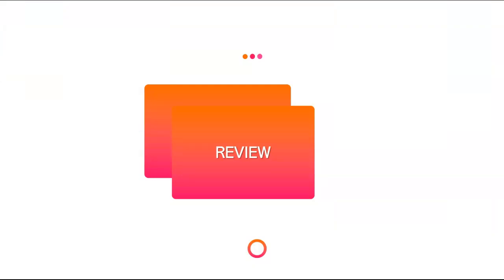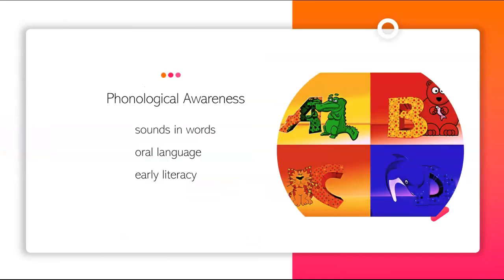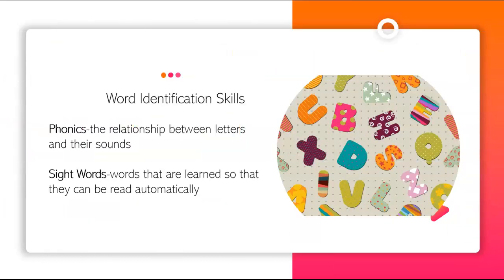So let's do a quick review on the elements of reading instruction. We have phonological awareness, which is the ability to identify sounds and words, and it focuses on oral language. Word identification skills focus on decoding or pronouncing the written word. 2 ways in which we learn to decode are through phonics, which is the relationships between letters and their sounds, and sight words. Sight words are words that children memorize so that they can read them automatically.